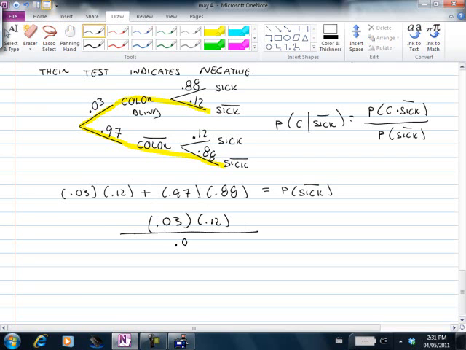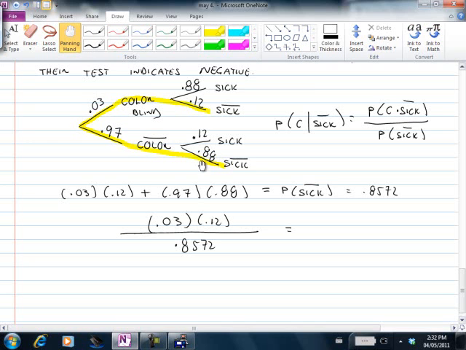0.8572. Punch it in your calculator, guys. 0.03 times 0.12. Because right here, I want C and not sick. I don't want a sick person. You want a not sick, right? So C, colorblind and not sick.